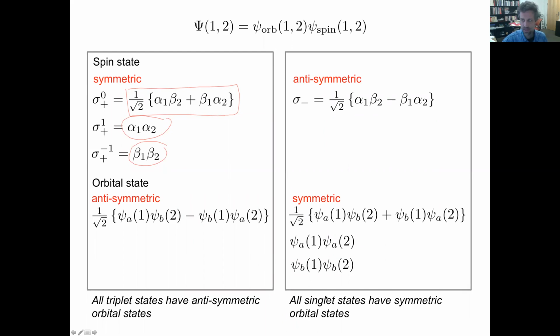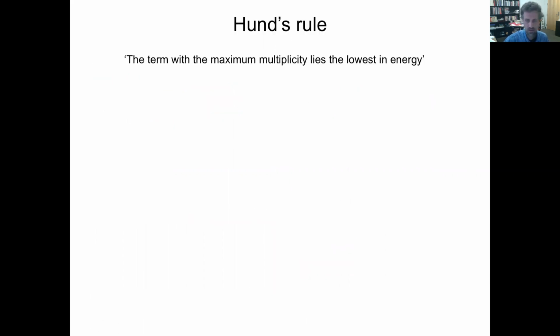Vice versa, all singlet states have symmetric orbital states. So the antisymmetric spin state is a singlet state. That means that the orbital state must be symmetric. We have seen examples of either one of these. All right, so then back to Hund's rule.